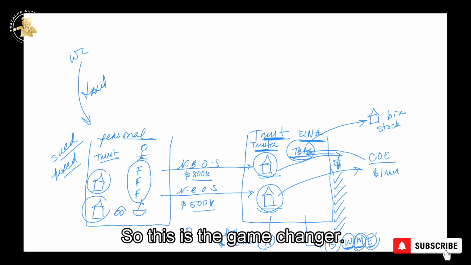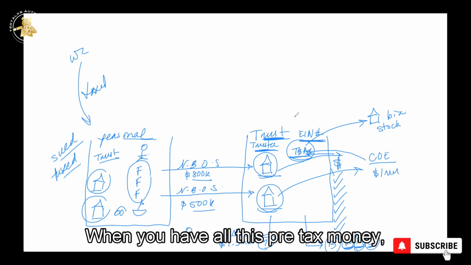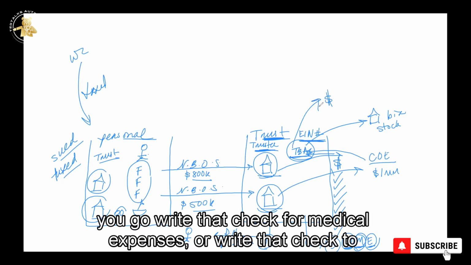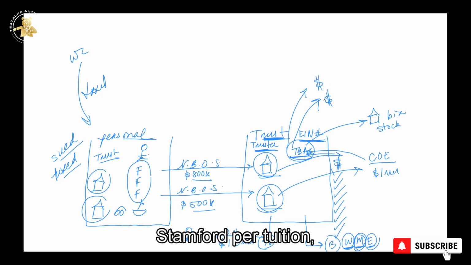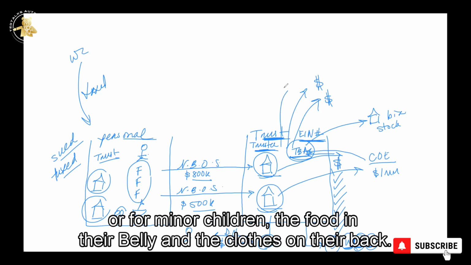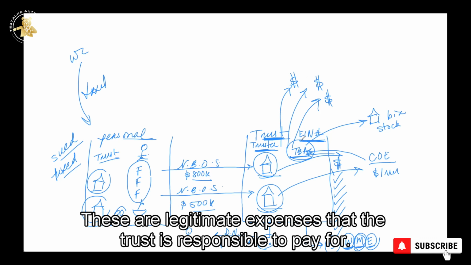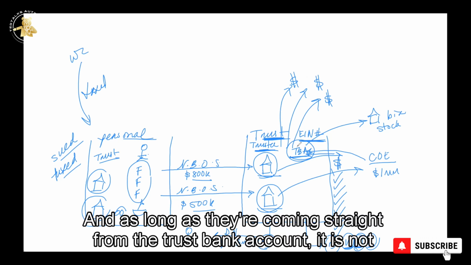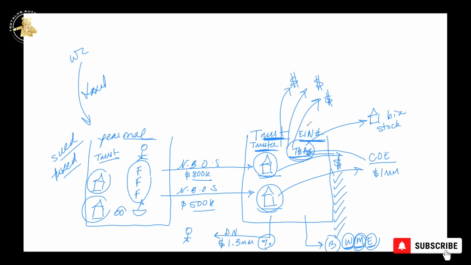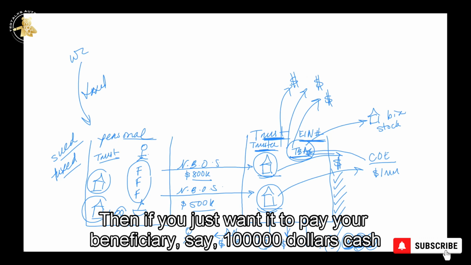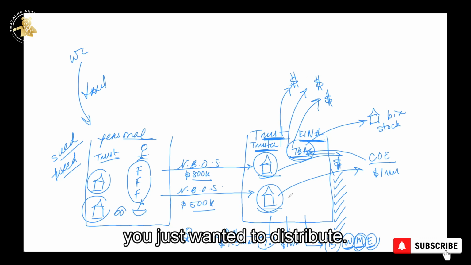So this is the game changer. When you have all this pre-tax money, you go write that check for medical expenses or write that check to Stanford for tuition. Or for minor children, the food in their belly and the clothes on their back. These are legitimate expenses that the trust is responsible to pay for. And as long as they're coming straight from the trust bank account, it is not a distribution. It is different than if you just wanted to pay your beneficiary, say $100,000 cash. You just wanted to distribute.